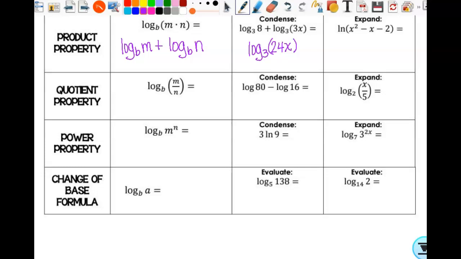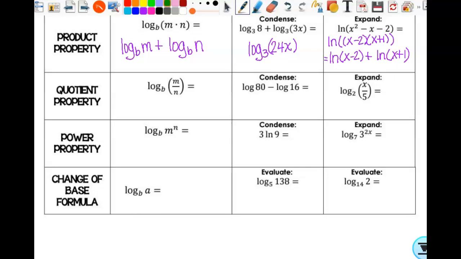Here, when I expand it, I'm going to need to factor. So this equals natural log of x minus 2 times x plus 1. So that gives me the natural log of x minus 2 plus the natural log of x plus 1. Okay. Any questions at all?